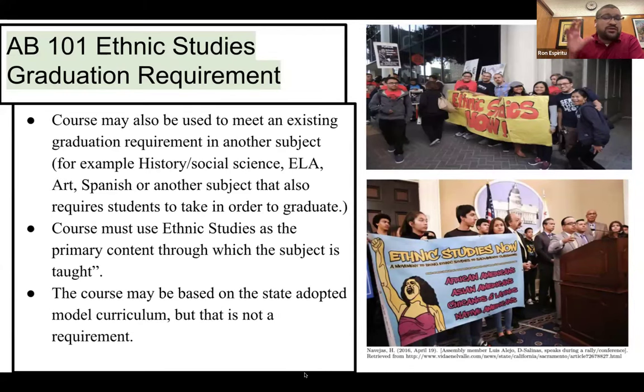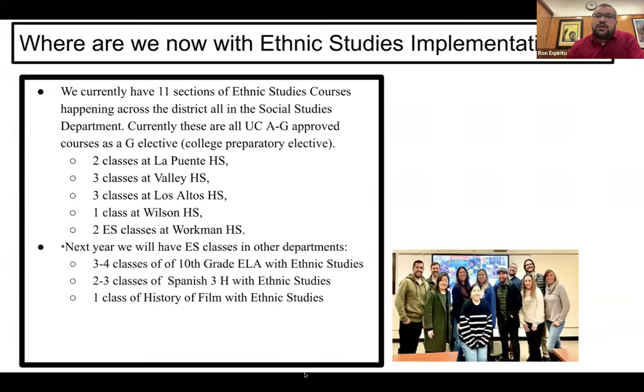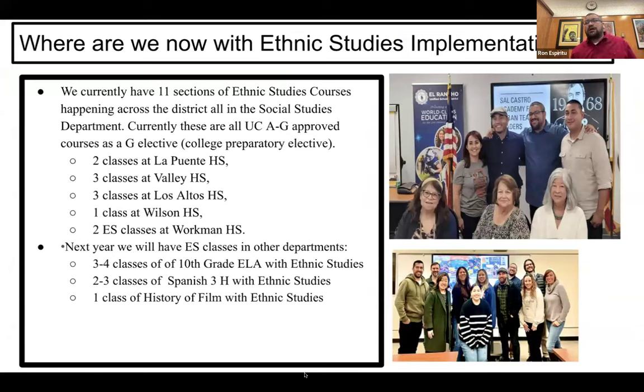Courses can be a social studies ethnic studies course. They can also be ELA, art, Spanish. Students can get credit for an ELA 10 course, for example, and also meet the graduation requirement of an ethnic studies class before they graduate. So where are we right now? Three years ago, we started with a pilot program. In 2021-22, we piloted the Intersectional Ethnic Studies courses with five teachers in the Social Studies Department.